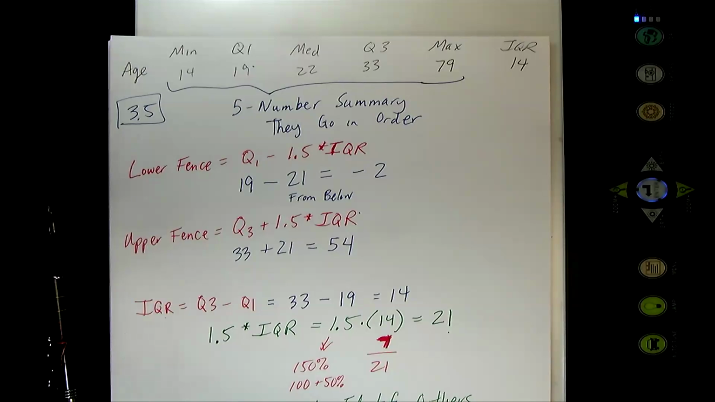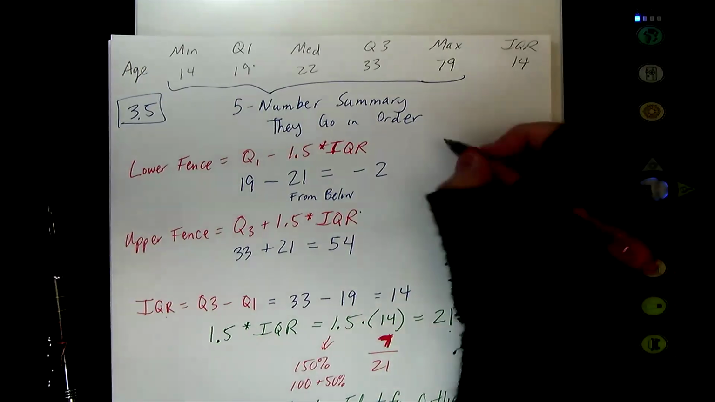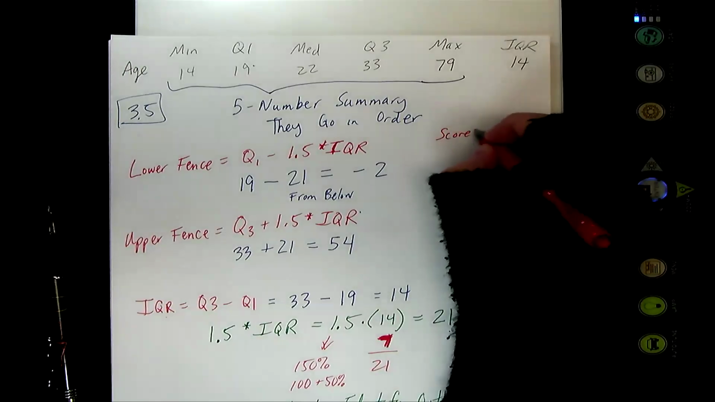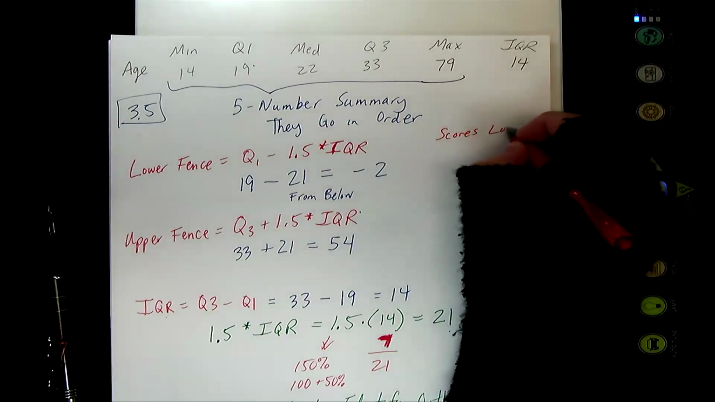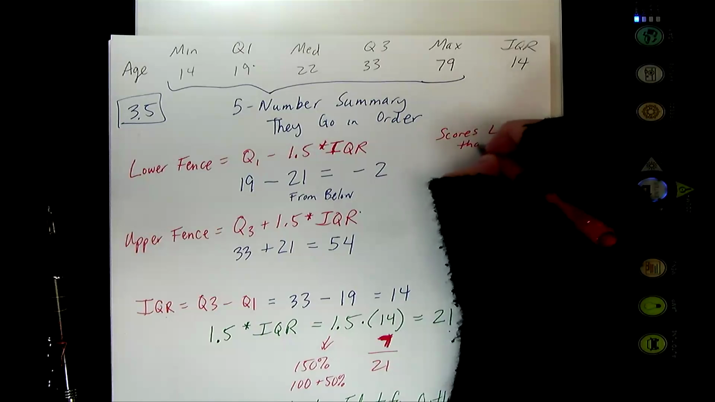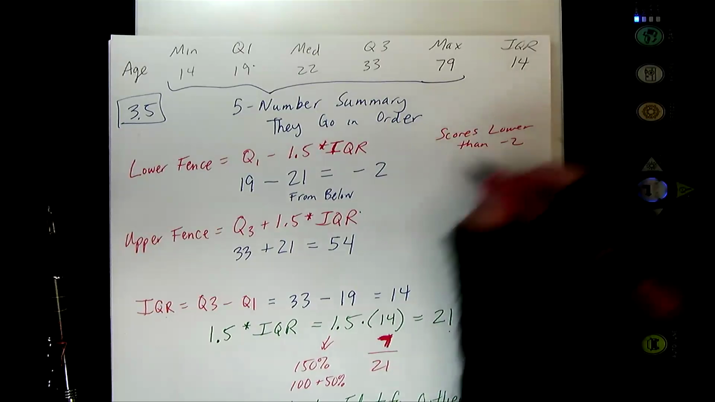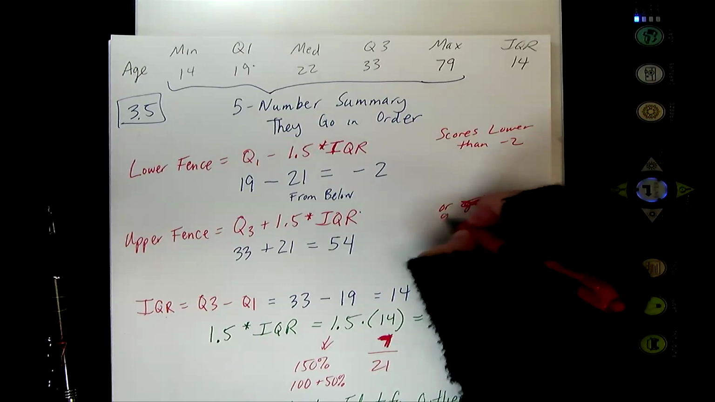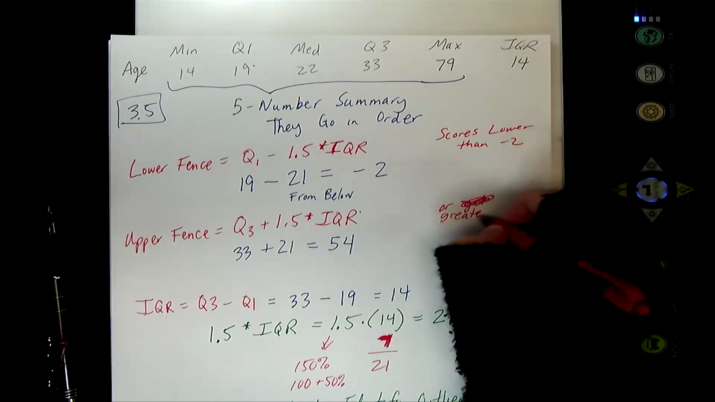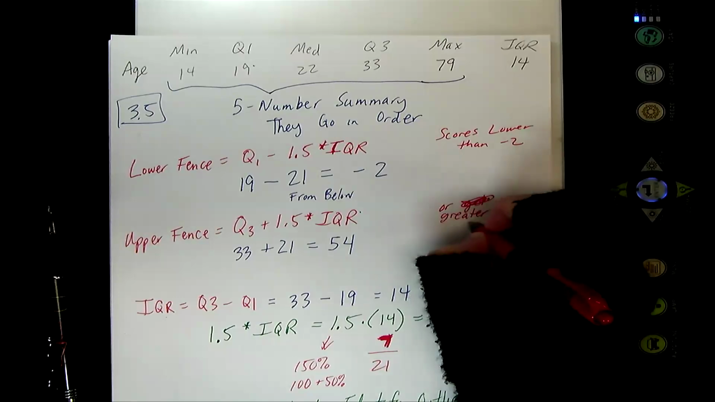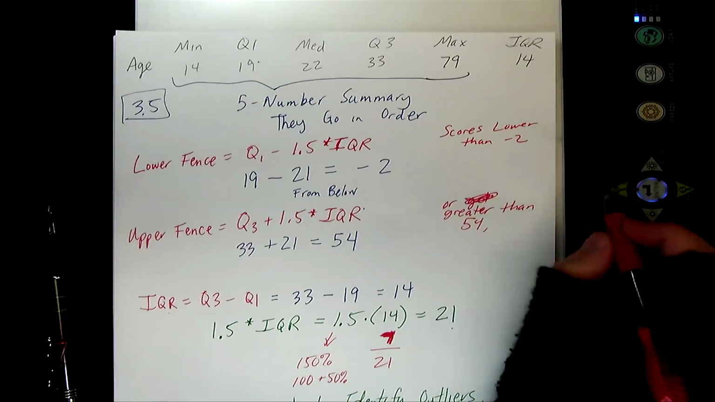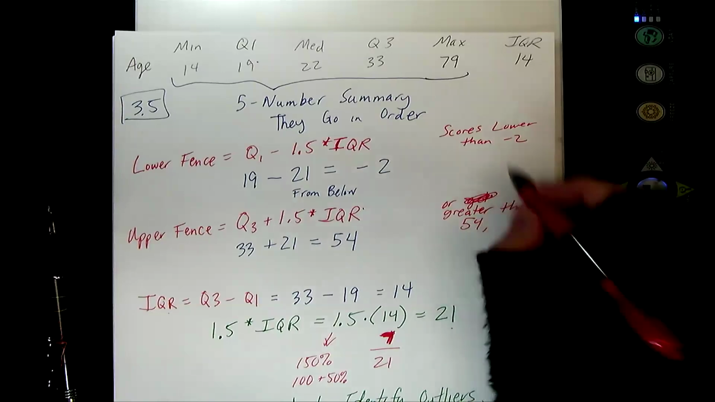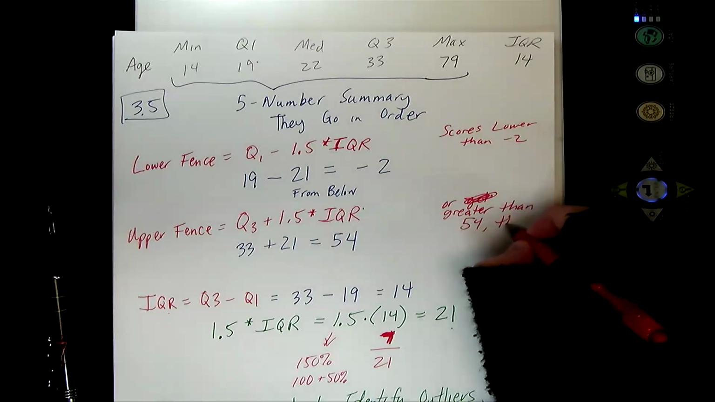What this means is if there are scores lower than -2 or greater than 54, then those are outliers.